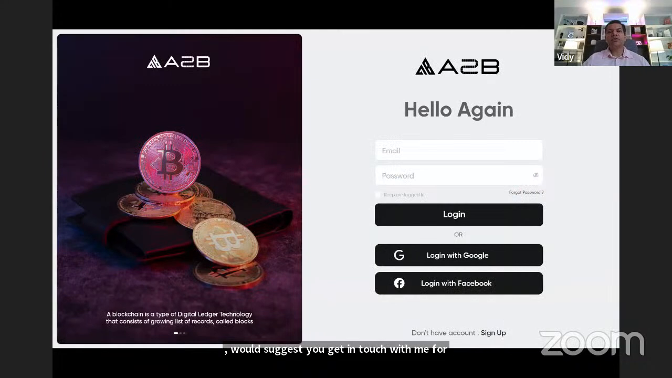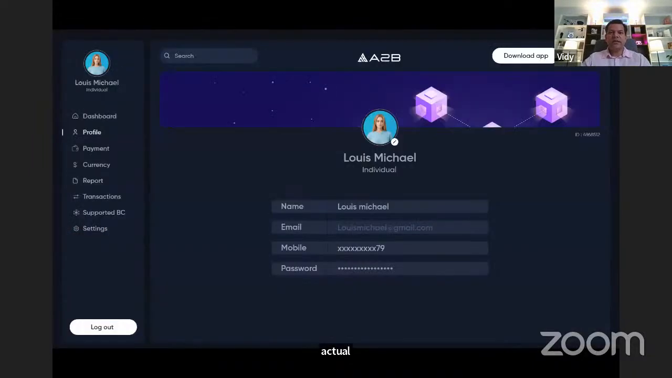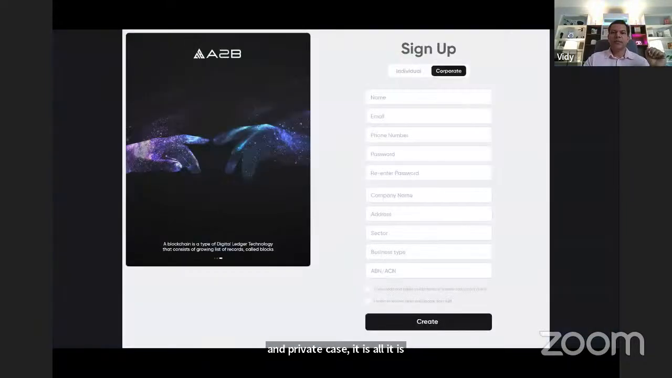Okay, so I will now show you a few screenshots of the platform, and then we will go and have a look at the actual platform software as well. So this is the login screen. This is the profile page where you can see we are only asking your name, email, mobile, and password. We're not asking you to create a digital wallet, so you don't need to manage your public keys and private keys. It is fairly simple using A2B.